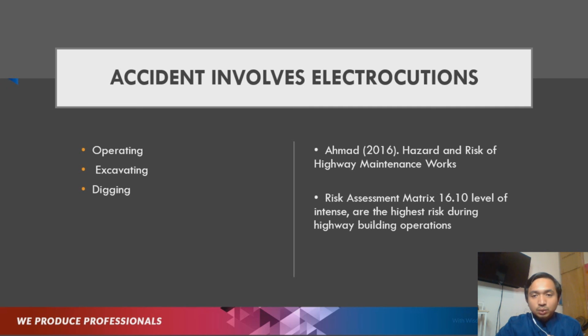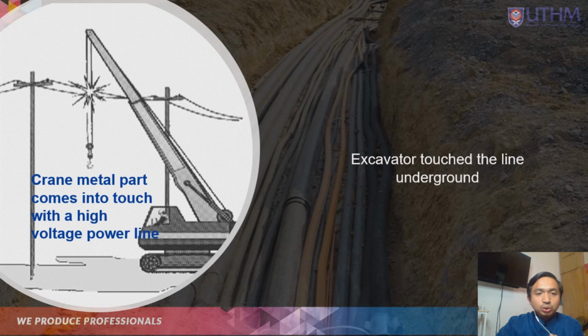According to Ahmad, in the journal Hazard and Risk of Highway Maintenance Work, the risk assessment metric is 60.10 level, which is a higher level than the other accidents. So it is the highest risk during the highway building operation. This supports our project that accidents involving electrocution are the critical safety hazard. For example, the crane touches the high voltage power line, and second, the underground line, which the excavator accidentally touched during the digging operation.